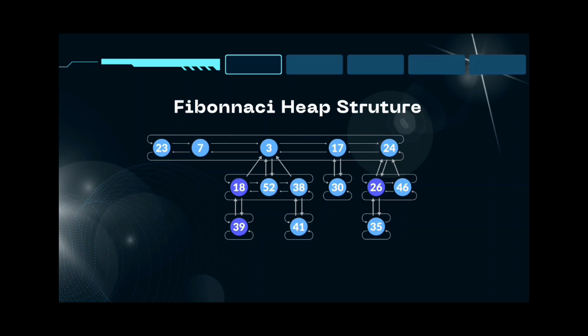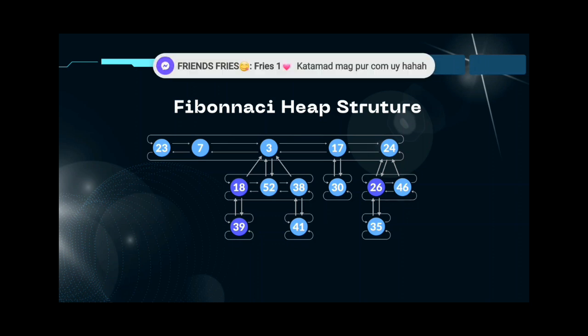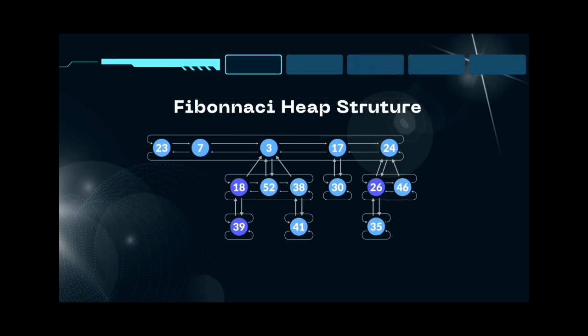The key is the value associated with the node. This is the primary element used for comparisons in the heap. The degree is the number of children the node has. We have the parent, a pointer to the parent node, and null if the node is a root. Child, a pointer to one of its children, null if it has no children.